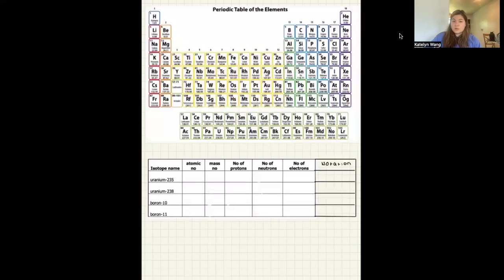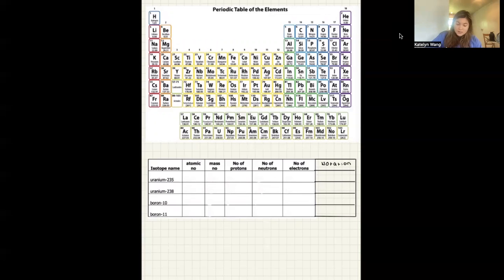So I'm going to go ahead and scroll down a page and show you, this is a periodic table, and then this grid down here. This is a really common way for teachers to ask questions on exams. So we're going to look at uranium-235. Here it's asking for the atomic number, the mass number, the number of protons, number of neutrons, number of electrons, and the isotope notation. And that notation is what I just showed you up there, with mass number over atomic number and then the element symbol. So uranium-235.